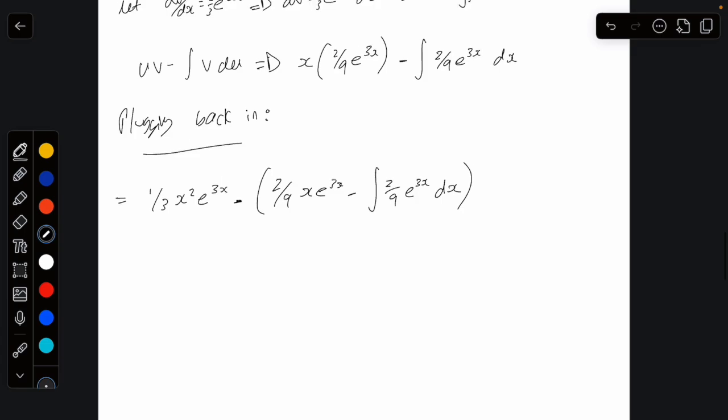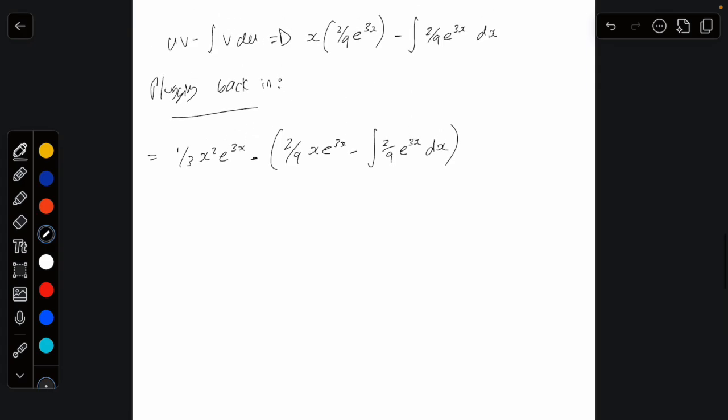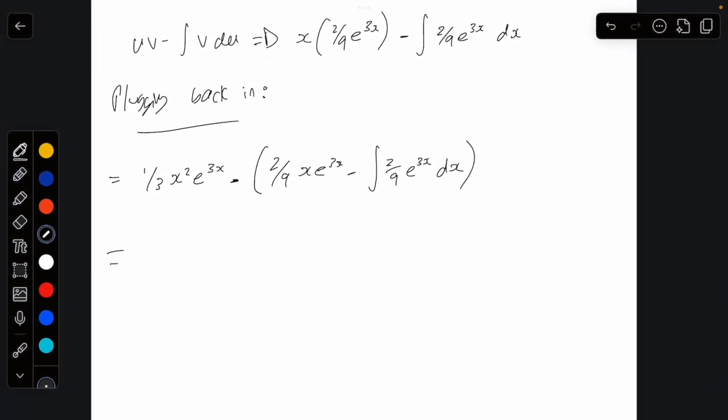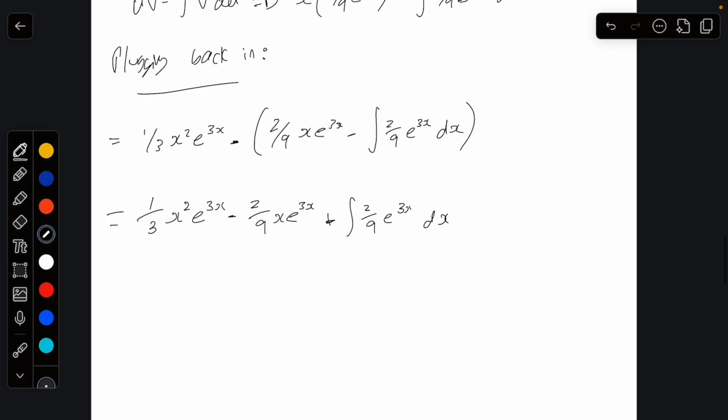And so we can just move it from here. Which is therefore going to give us a third x squared e to the 3x minus 2 over 9 x e to the 3x plus 2 over 27 e to the 3x plus c.